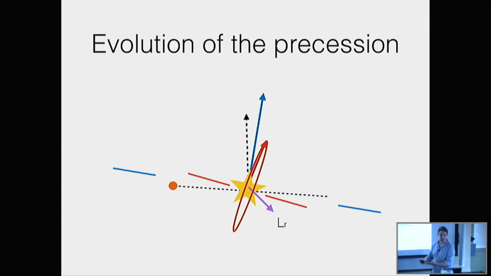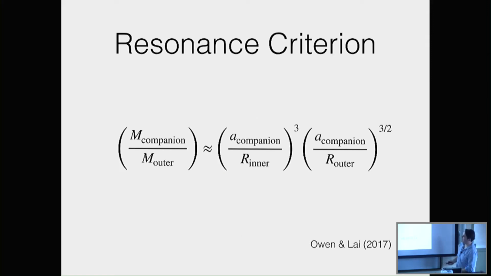So if you can sit in this resonance where you have an inner disk precession frequency and companion precession frequency that are identical, you can precess significantly far around this new vector such that then you become highly misaligned. So this is what I suspect might be happening.